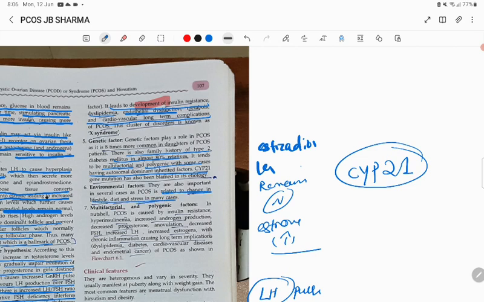Multifactorial polygenic factors: PCOS is caused by insulin resistance and hyperinsulinemia, increased androgen production, decreased progesterone, anovulation, decreased FSH, increased LH, and increased estrogen, but that is not the potent estrogen. It is estrone, not estradiol. With chronic inflammation causing long-term complications like dyslipidemia, diabetes, long-term cardiovascular disease, and endometrial carcinoma in PCOS. Okay.